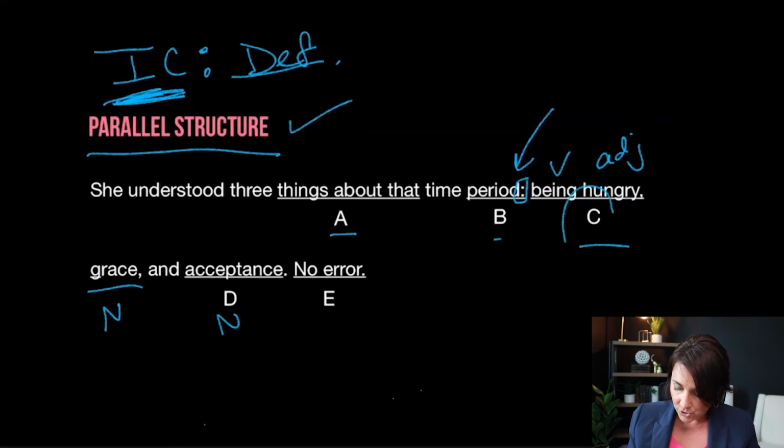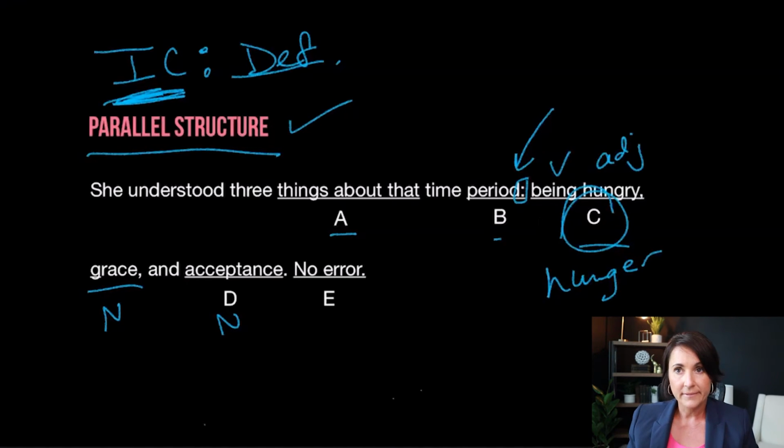So in this case, we would choose C, and what we would change it to is hunger. She understood 3 things about that time period: hunger, grace, and acceptance. There you go. Less is more. Okay? Noun, noun, and noun. When we talk about grammar, less is more. Always go with fewer words. Keep it concise. Like Hemingway used to say, be brief.